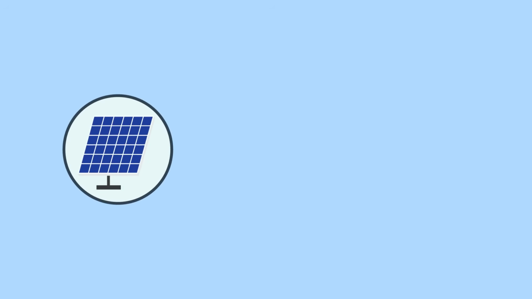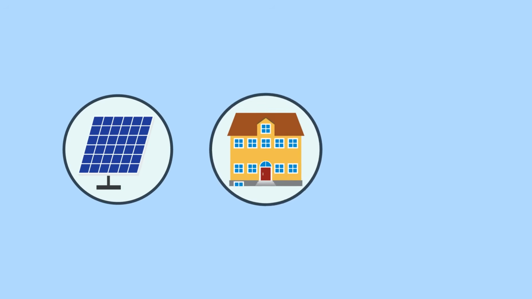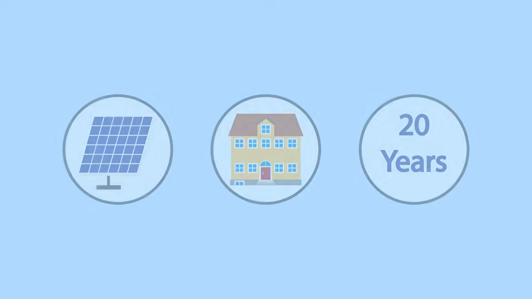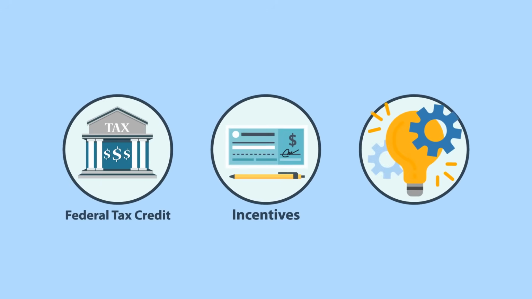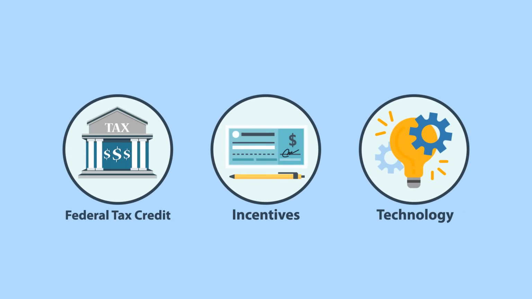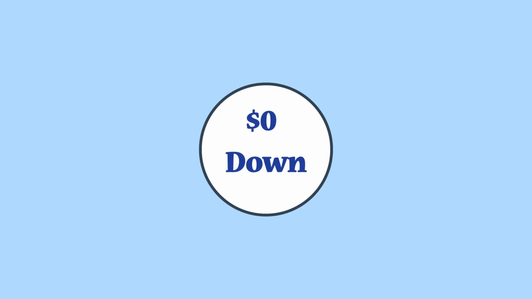Today, solar panels will be viable energy producers on your home for over 20 years. There is a federal tax credit available and also incentives available at the state level, which help to make the technology more affordable than ever. There are even no money down solar programs available.